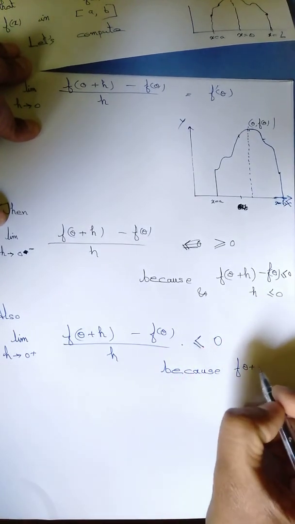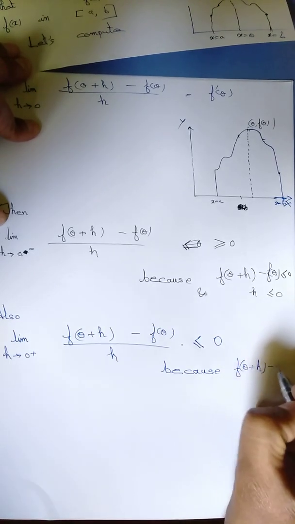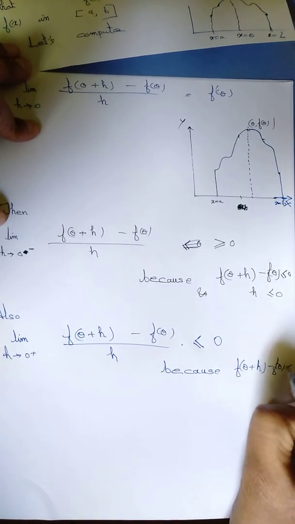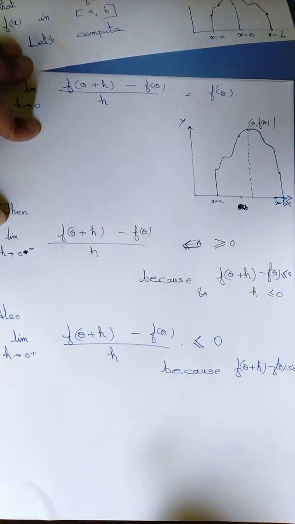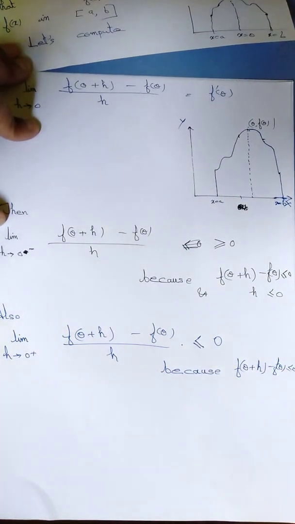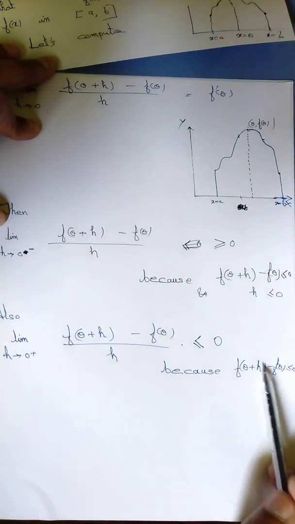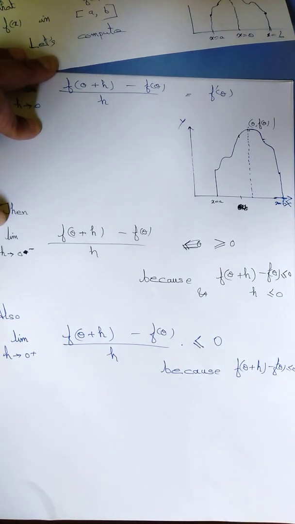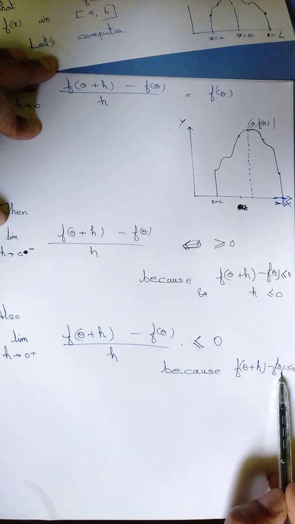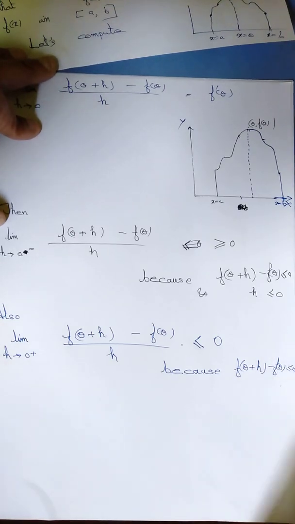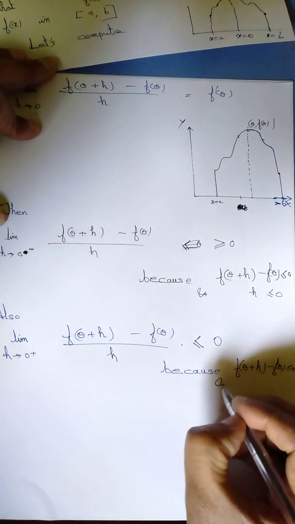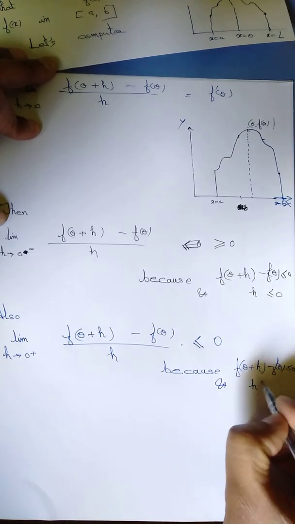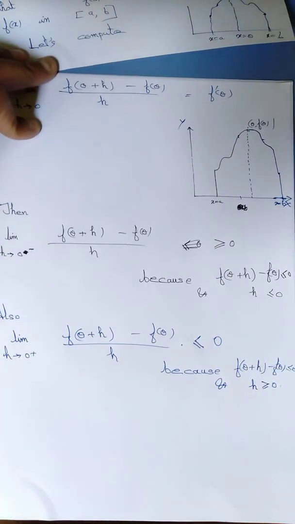f theta plus h minus f theta is less than or equal to 0. f theta is the greatest value that's possible in that interval, and f theta plus h has to be something less, and if you subtract a bigger number from a smaller number, you get a negative quantity, and in this case h is greater than or equal to 0.